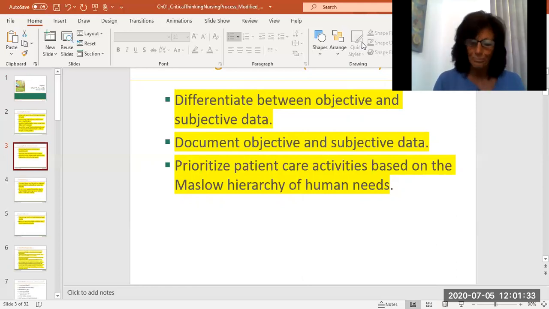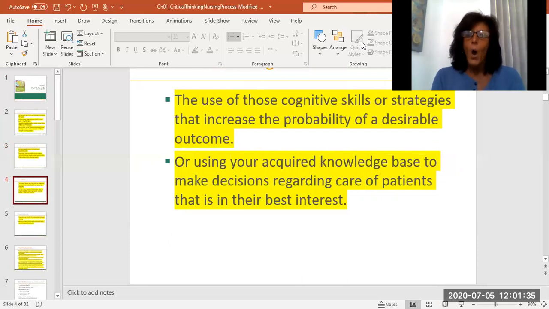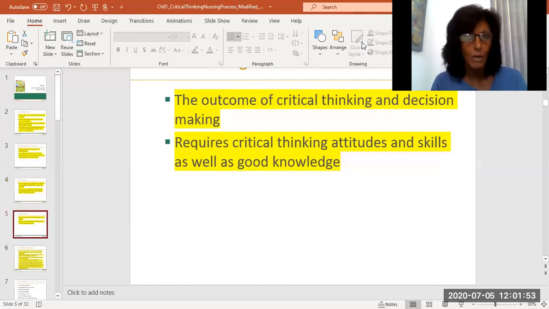Okay? So what is critical thinking? The book says it's the use of cognitive skills or strategies that increase the probability of a desirable outcome. Basically, it's using your acquired knowledge base to make decisions regarding the care of your patients that's in their best interest, that's going to give them a good outcome.